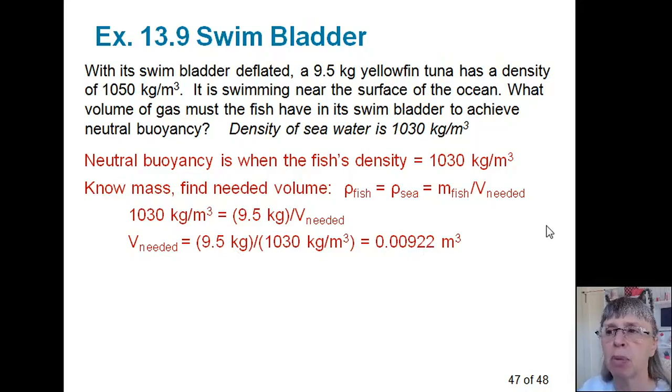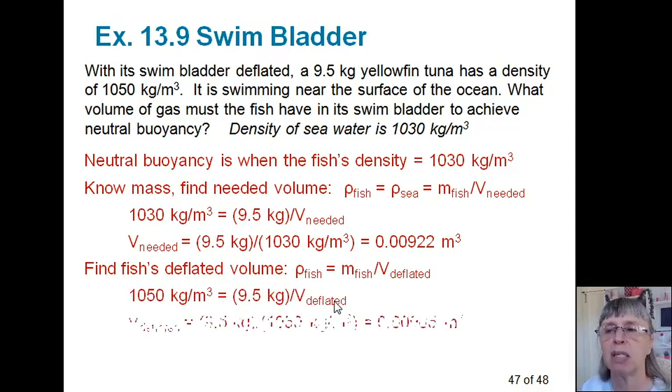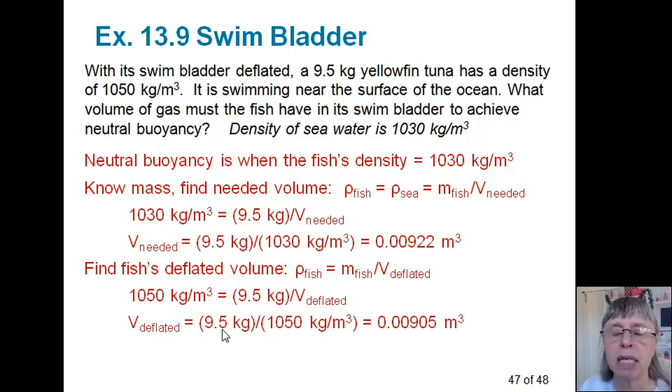And we're going to take that and compare it to the initial volume of his body. When he's deflated, we know his density is just equal to his mass divided by his deflated volume. And we can use this relationship to calculate his deflated volume. So his uninflated density is equal to his mass divided by his deflated volume, and again we calculate his deflated volume by taking his mass divided by density. We find that when his air bladder is completely deflated, his volume is 0.00905.